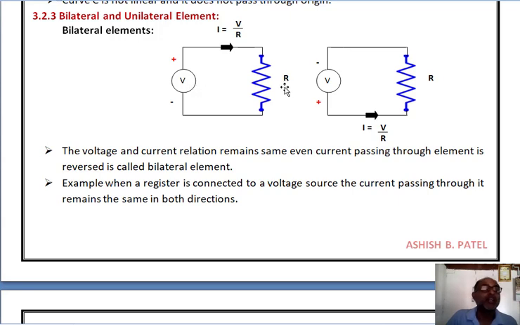That means it is called a bilateral element. So here you can say that in both cases the equation for the current passing through this circuit, I is equal to V by R, remains the same. That's why this type of element is called a bilateral element. That means there is no effect on the voltage-current relationship in the element, even if the direction of current passing through this element is reversed.